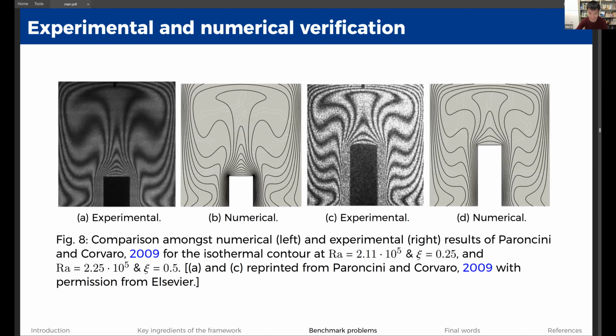Okay, let's see some test examples. First of all, we benchmark our solver against the experimental results of Paolozzini, 2009. From this comparison, we can have confidence in our solver.